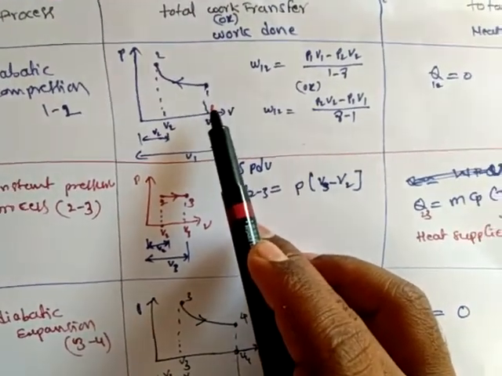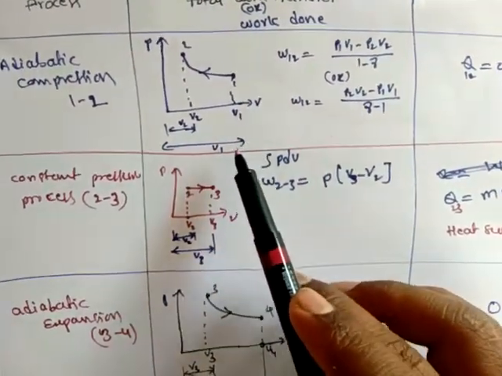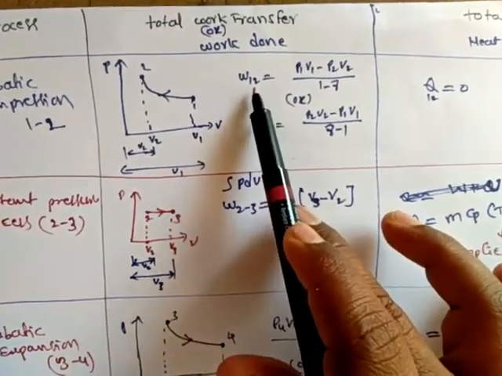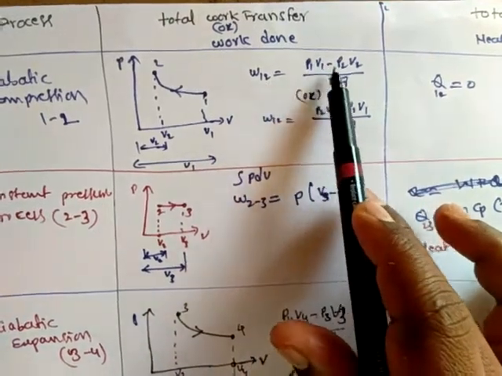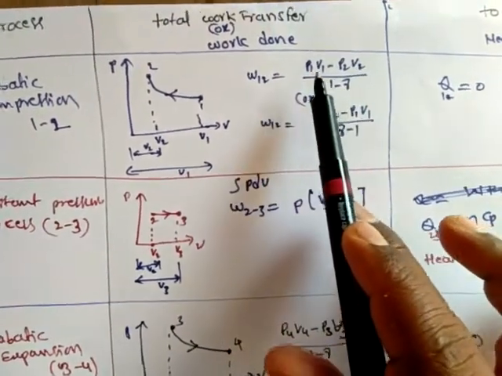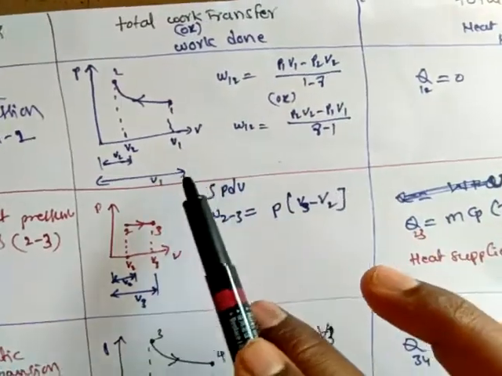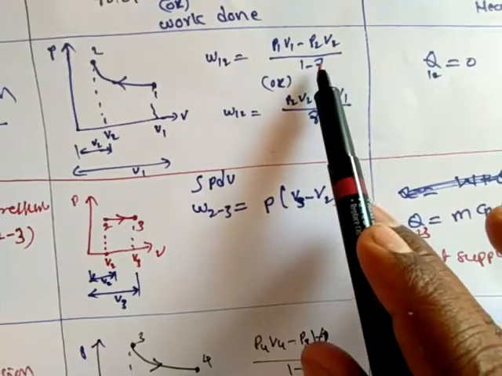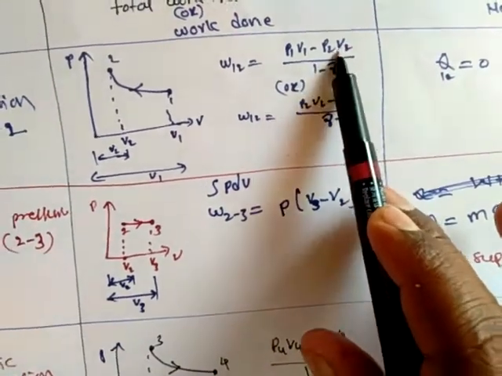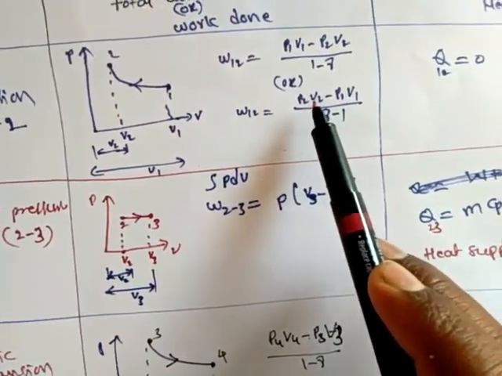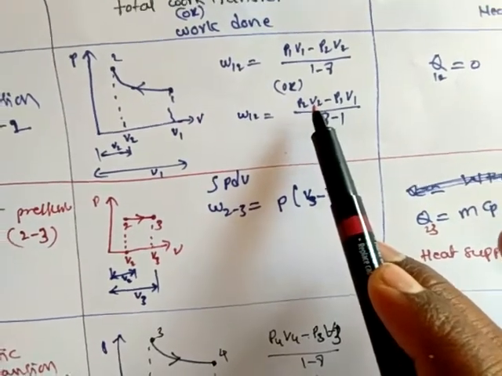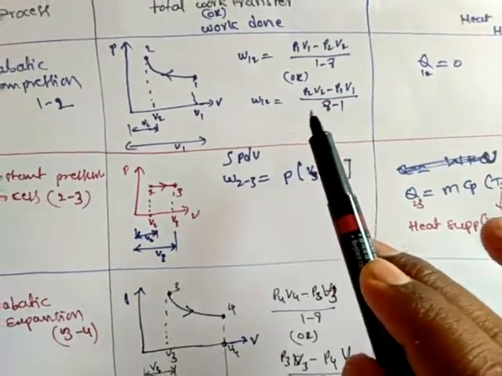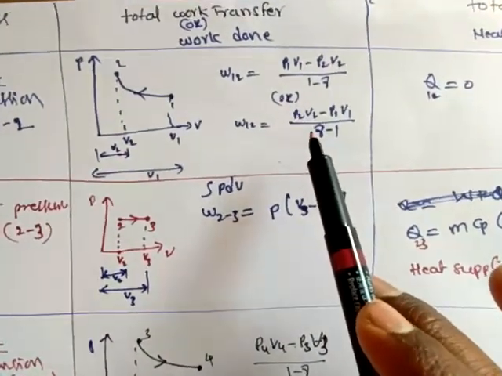So this is our PV diagram for the compression process. If you observe the volumes, V1 is higher than V2. So here the total work transfer in the adiabatic compression process is equal to (P1 V1 minus P2 V2) divided by (1 minus gamma). Why P1 V1 minus P2 V2? Because volume V1 is higher than V2. If you multiply this equation's numerator and denominator by minus, it looks like (P2 V2 minus P1 V1) by (gamma minus 1). This is our total work transfer in the adiabatic compression process.